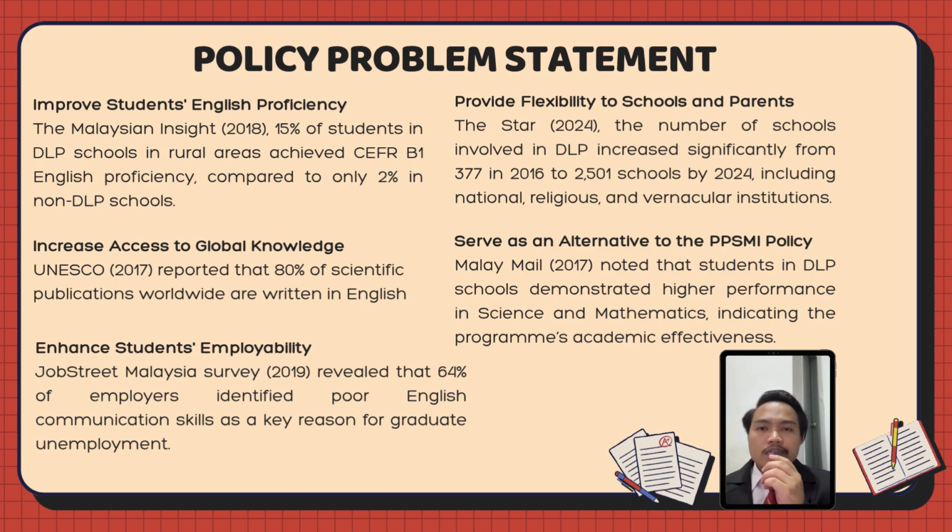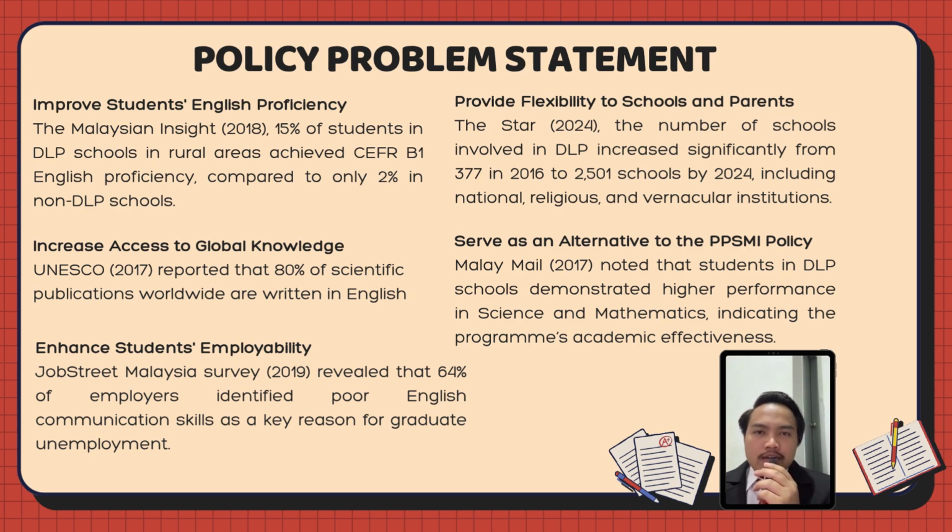15% of students in DLP schools in rural areas achieve Common European Framework of Reference for Languages CEFR B1 English proficiency, compared to only 2% in non-DLP schools. This clearly shows how the program helps bridge the urban-rural gap in language skills and prepare students for higher education and professional communication.